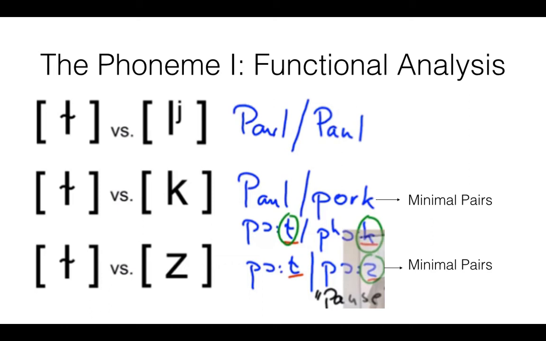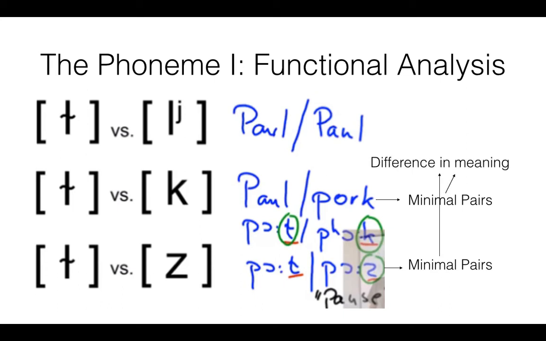So minimal pairs. So in functional analysis, if you have different sounds in the same environment and then you have minimal pairs, different phonemes. But if they are not minimal pairs, okay, like Paul, Paul, just one phoneme and it's pronounced differently. Okay, I try to repeat myself many times, in different ways, just to make these things clear for you.